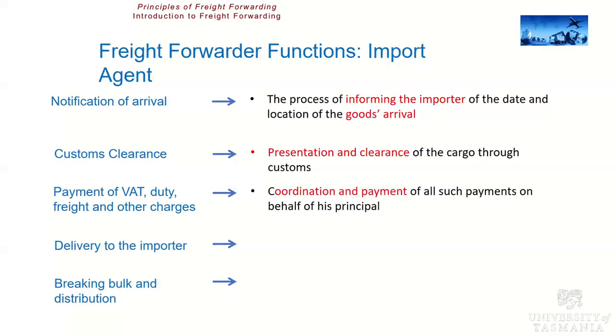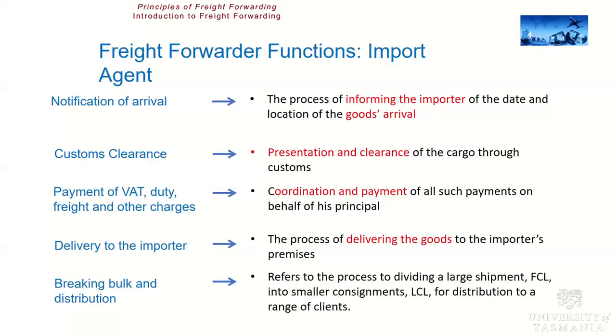Now, typically, as the goods come into Australia or any other country, there's going to be some value-added tax, there might be some duties, there might be some freight payments. That's usually something that the freight forwarder will look after. And then once the customs clearance is undertaken, they will move the goods to the importer. Mindful that if it is a full container load that consists of a range of different LCLs, then what they call break bulk, so they'll separate them out and make sure that they go to the appropriate persons.